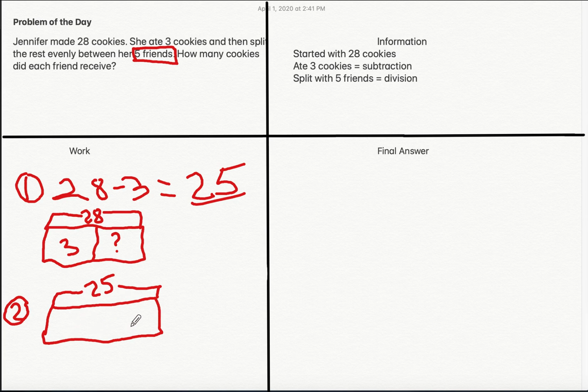So how many boxes do you think I'm going to make? I'm waiting for you to yell it out because you know I can hear you. 5, right? So I'm going to make 5 boxes. 1, 2, 3, 4, 5. However, I don't know what's going in each box yet, do I? Well, you said we're going to divide, right? So this is 25, and I'm dividing it between 5 people. So I have to find the quotient of 25 divided by 5.